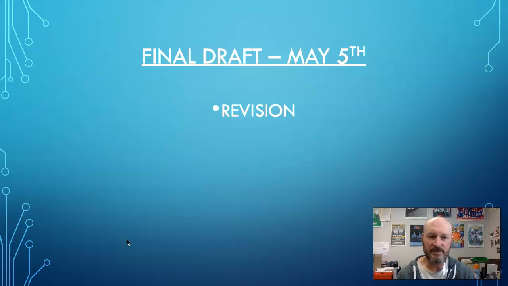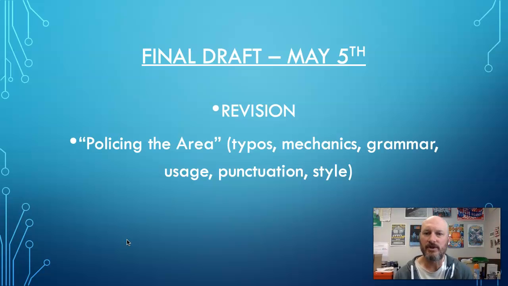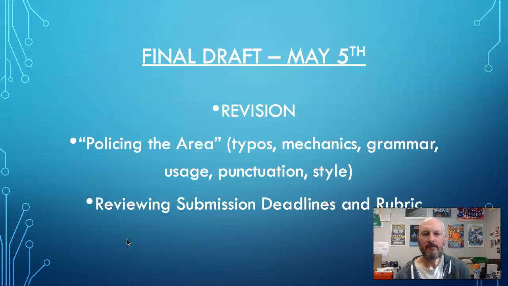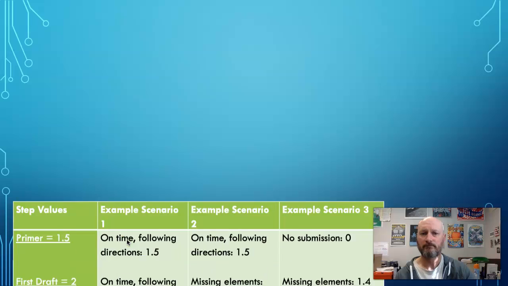If you resubmit a first draft, that is not going to be something that scores very well on our final scoring rubric. We want you to get into the habit of policing the area, looking around for typos, mechanics, grammar, usage, punctuation, and style. We don't want a whole lot of mistakes on this final project. And we want you to be reviewing the submission deadlines in the rubric, double and triple checking your work against what your audience's expectations are. Again, that final draft will be due on May 5th.